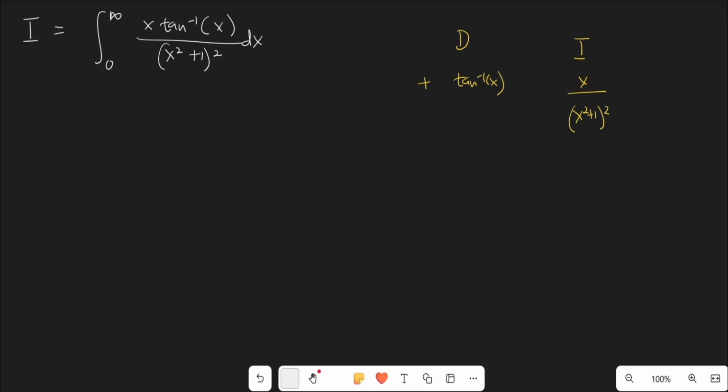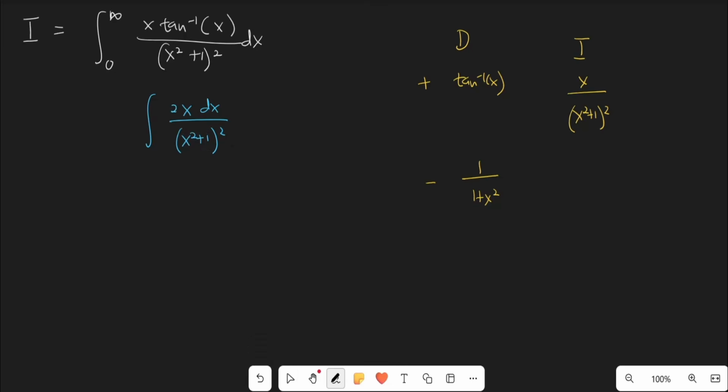This is plus, next one is negative, right? Differentiating the tan inverse of x is 1 over 1 plus x squared. What about integrating this? Let me do that here real quick. So we are integrating x dx over x squared plus 1, all this one squared. What is the integral of this?